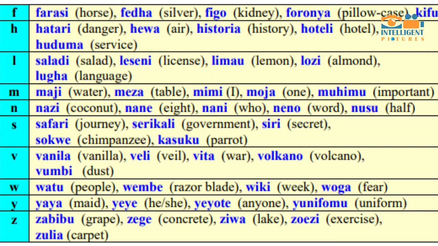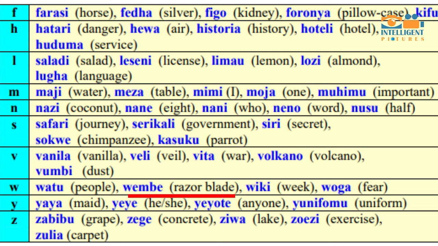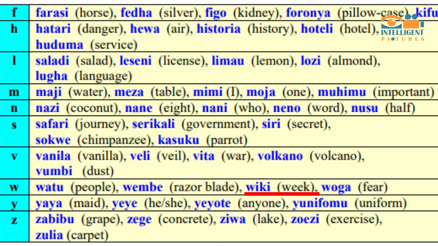Next, we're going to see words that start with a sound W. First word is watu. Watu means people, okay? And we also have wembe. Wembe means razor, okay? Razor blade. Wembe, okay? And we also have another word that is wiki.